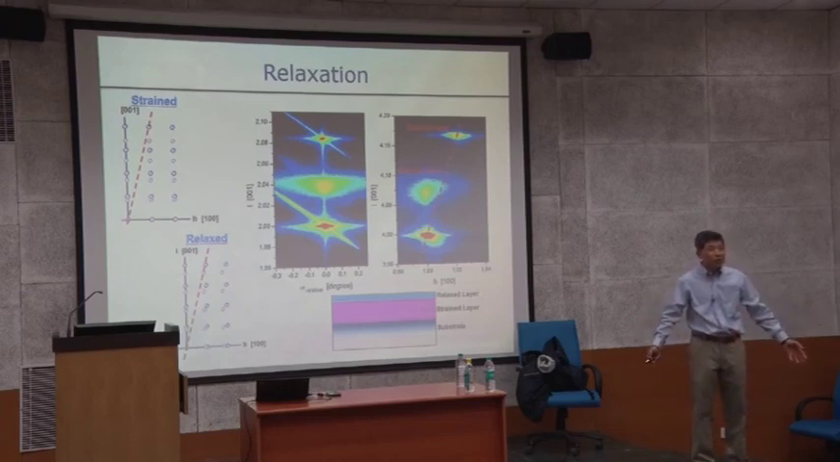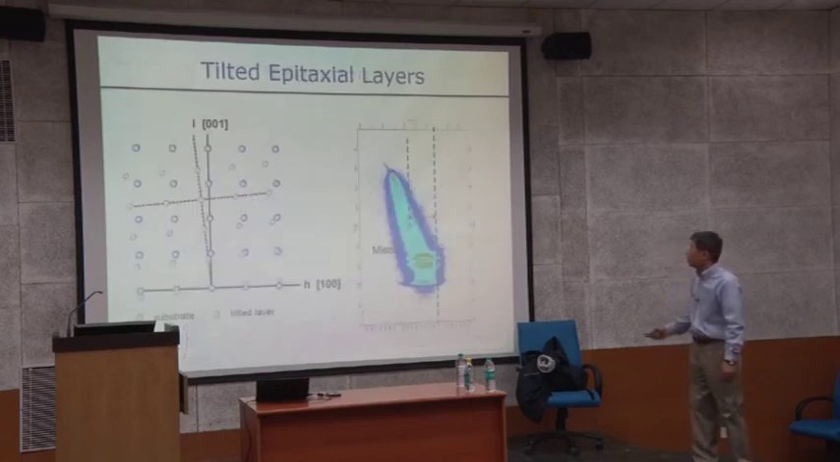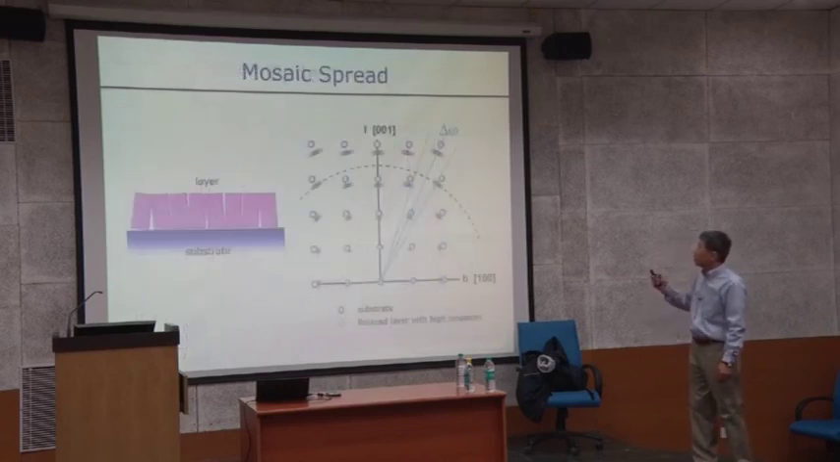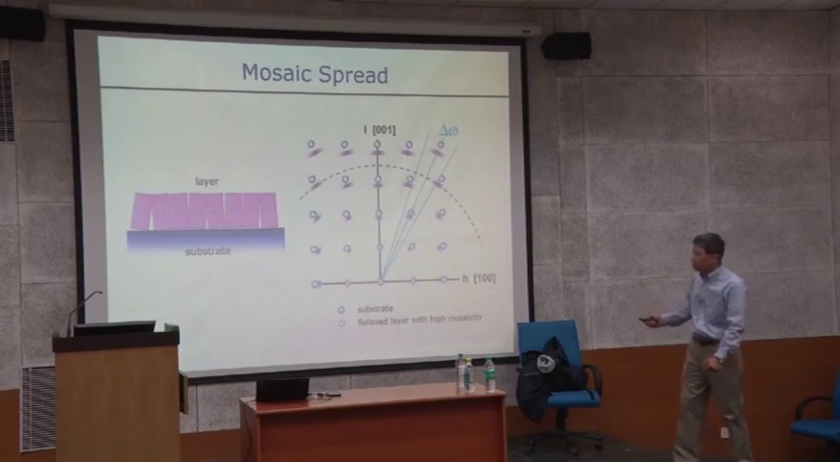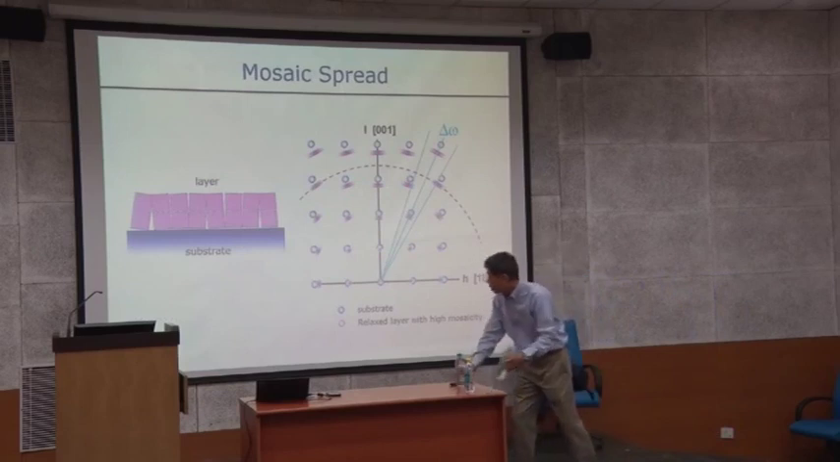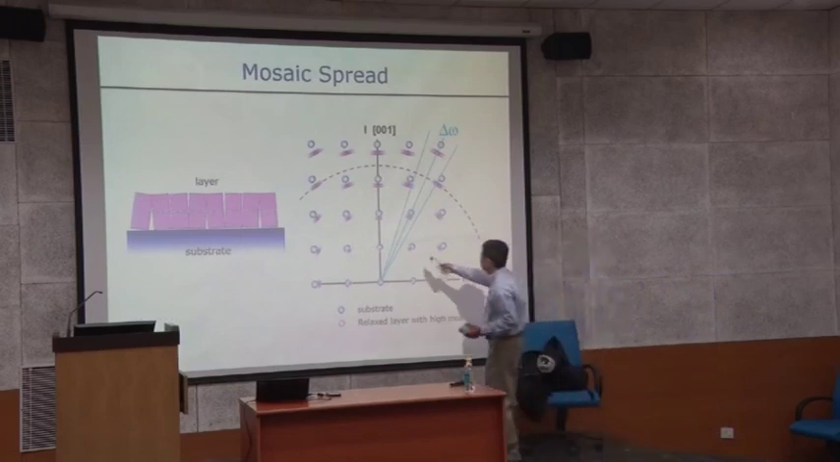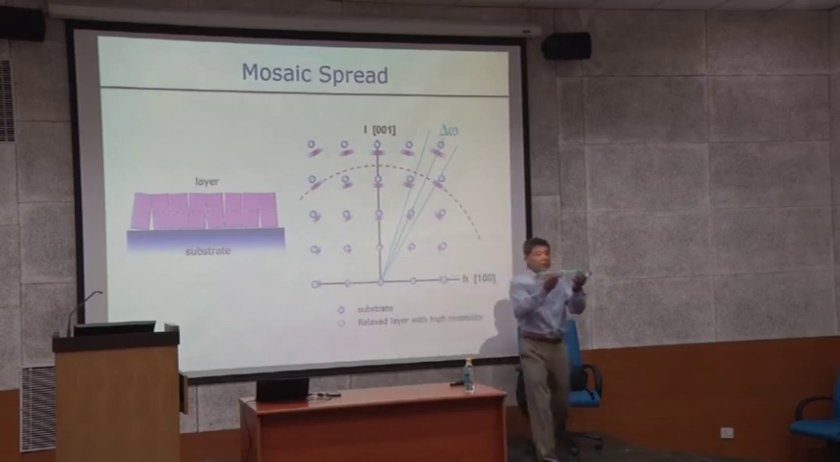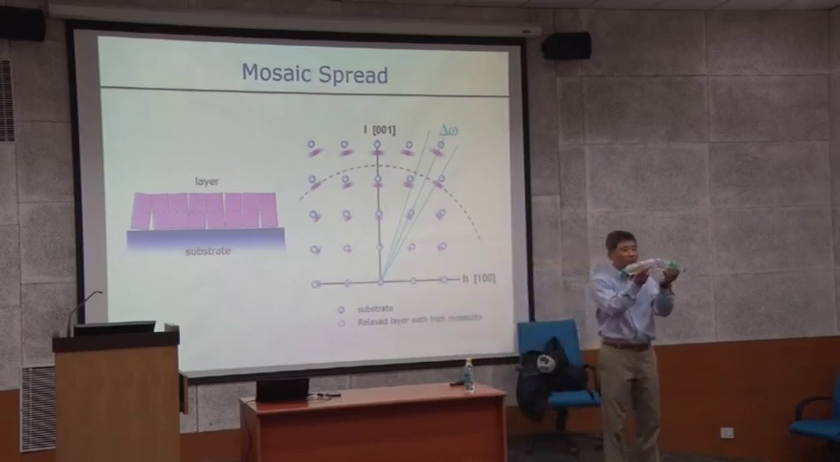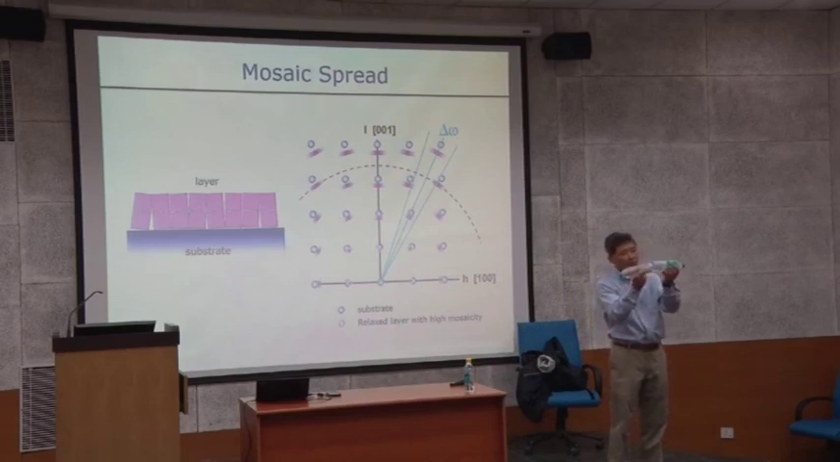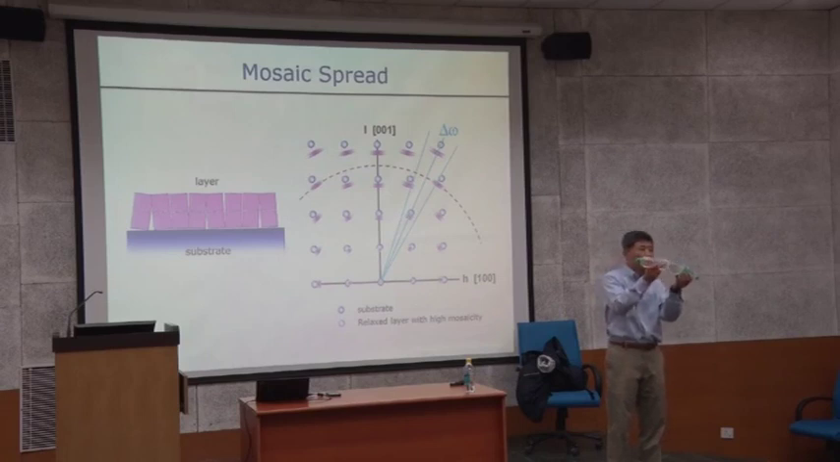Can you move to the next slide? Now we have tilting and mosaic spread. Mosaic spread is when you have this kind of tilting. In the Y direction you have this kind of tilting, and your diffraction shows this kind of mosaic spread. When you tilt the sample to meet the diffraction condition of one grain, you lose the diffraction condition of another. To satisfy this diffraction condition I have to move this way, but then you lose the other one.